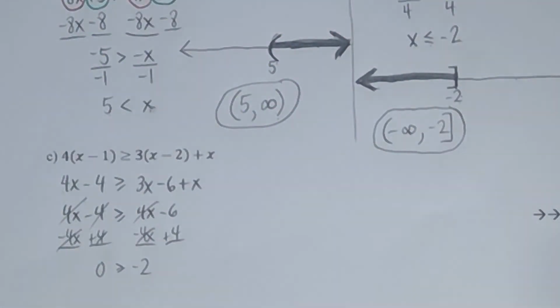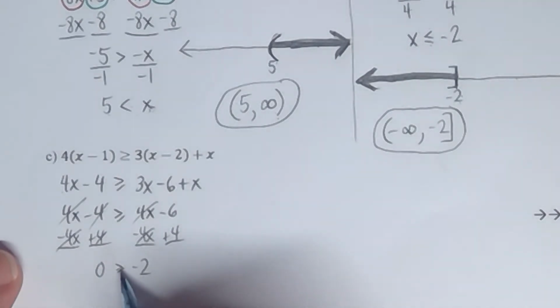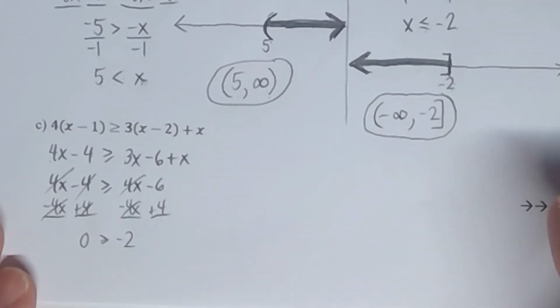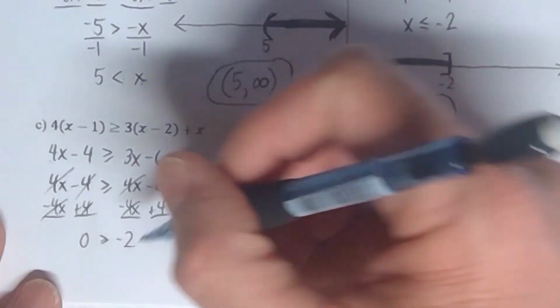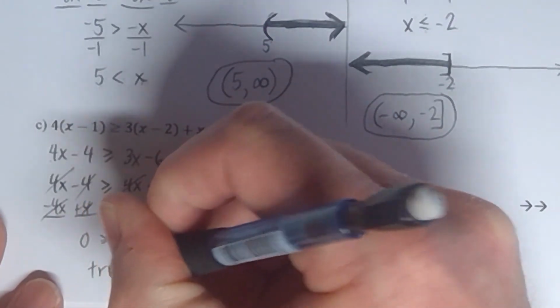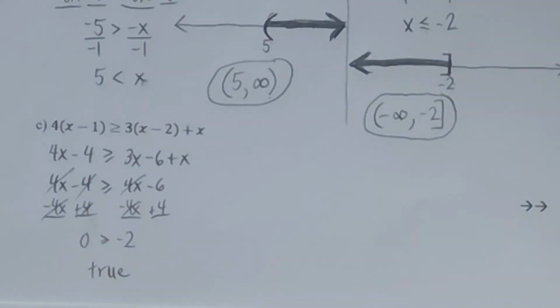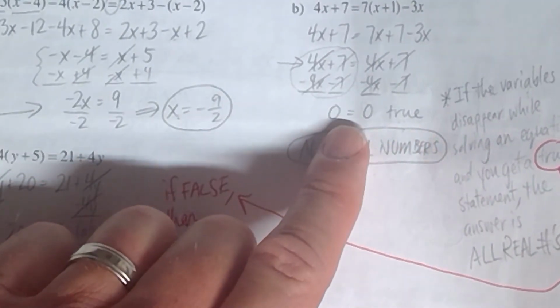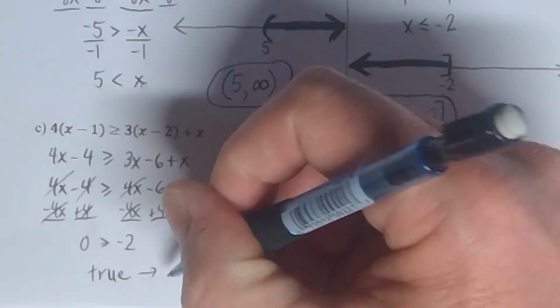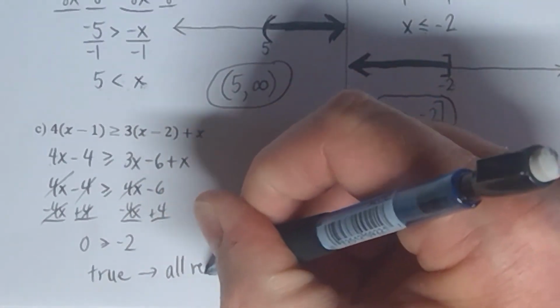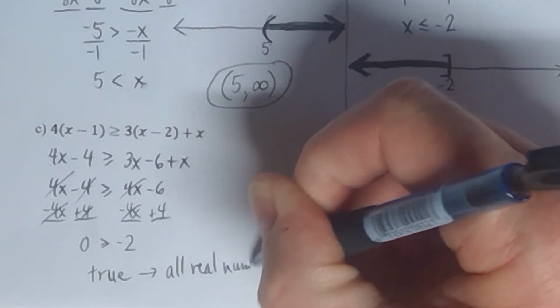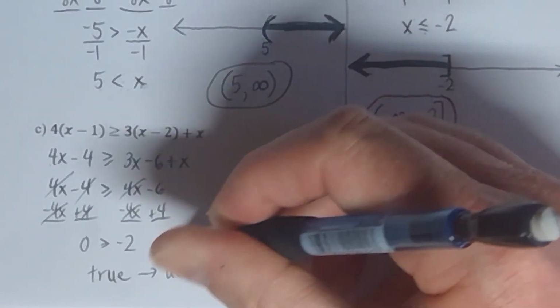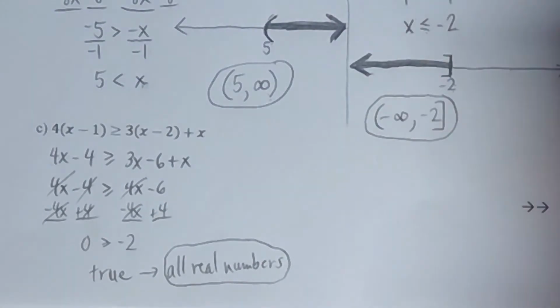Okay? So let me ask you, is 0 greater than or equal to -2? Is that true or false? Well, 0 is greater than any negative number that you can think of, and so that's going to be true. So with a one variable inequality, just like a one variable equation back in section 1.4, if it's true and the variables disappear, it's all real numbers. Let's write that down. All real numbers.